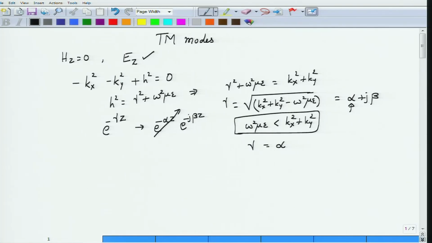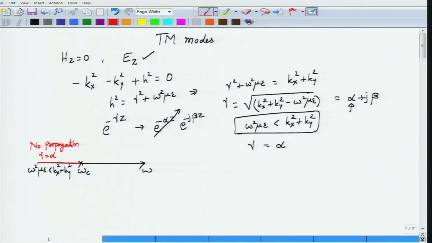So as you gradually increase the frequency, let's say on the omega axis, until a certain frequency which is known as the critical frequency or the cutoff frequency, the product here would continue to be less than kx square plus ky square, and therefore gamma would be equal to alpha here. So gamma is equal to alpha. There is essentially no propagation, only attenuation of the waves. So waves just get attenuated. Try to launch a 10 Hz signal into a waveguide, that signal would not propagate for too long before getting attenuated and dying out.